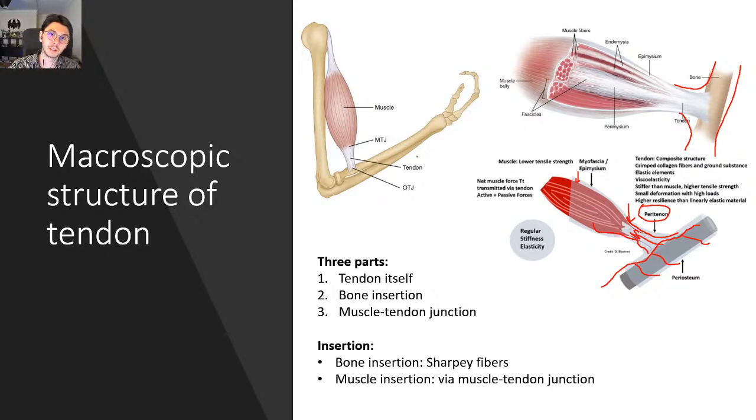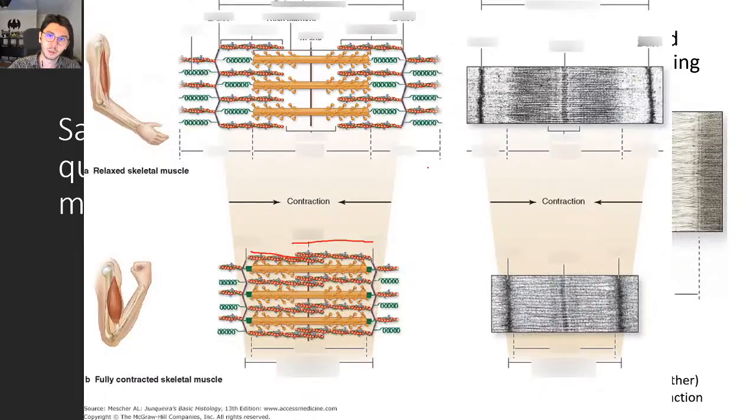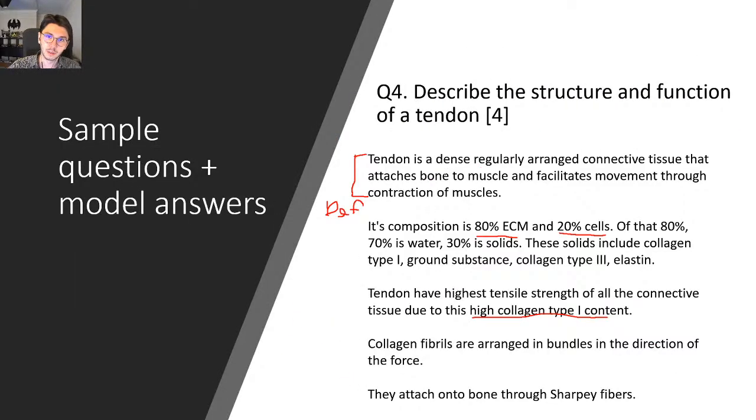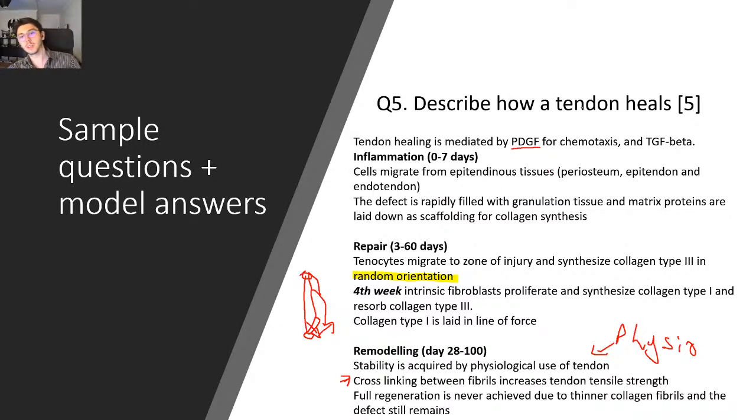So with ligaments, it's a little bit different. You're talking about this one here. With ligaments, you get different factors, but it's more or less the same. It's the same with the inflammation, same with the repair, same with the remodeling. It's just that the cells would be fibroblasts rather than tenocytes, because tenocytes are specific to the tendon.